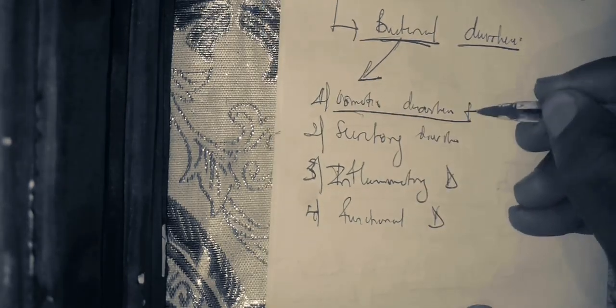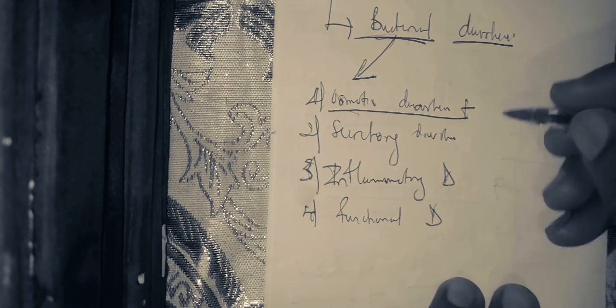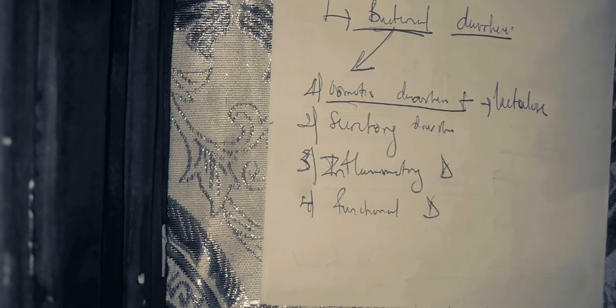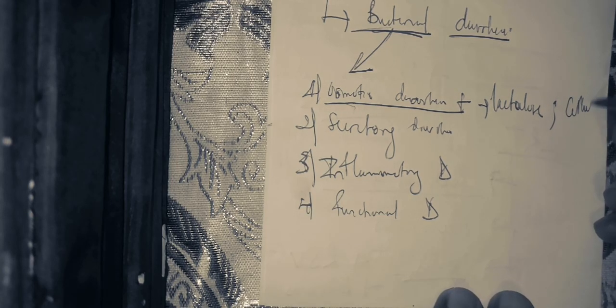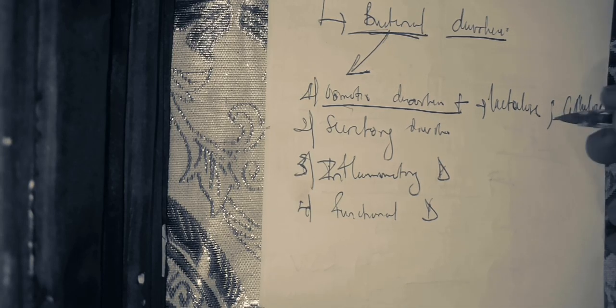Now, under osmotic diarrhea, you have anything that can increase the intraluminal osmotic pressure. For example, when a patient takes lactulose, the lactulose is going to increase the intraluminal pressure, which results in diarrhea. Or when you have diarrhea after feeding cellulose-containing food, because cellulose increases the osmotic pressure when you eat it.